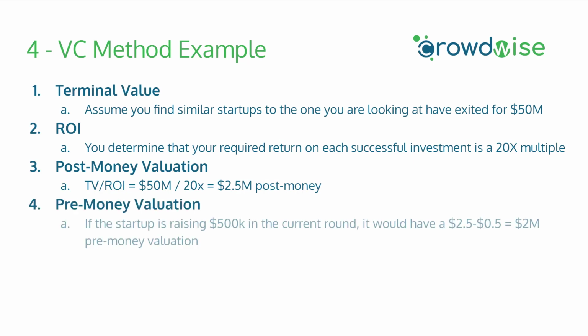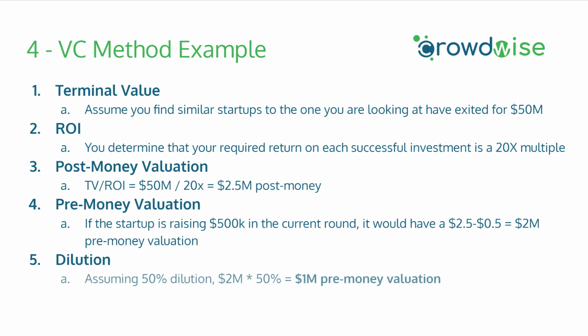Next, pre-money valuation is simply the current round size subtracted from the post-money valuation. So if they were raising 500,000 in the current round, it'd be 2.5 million minus that half million gives a 2 million pre. And last but not least, dilution. Assuming 50% dilution, that would be 2 million times 50% is a 1 million pre-money valuation. This is basically saying that if you assume this company is going to have a certain exit in the future, it would require at least a 1 million pre-money valuation or lower in order for you to invest today.